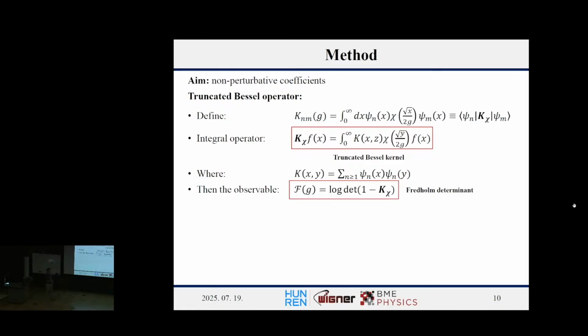If you rewrite this observable as a determinant of an integral operator, which is defined in some way, I don't want to go into very deep details. This is called the Fredholm determinant. And every observable that I will talk about has this nice Fredholm determinant structure.